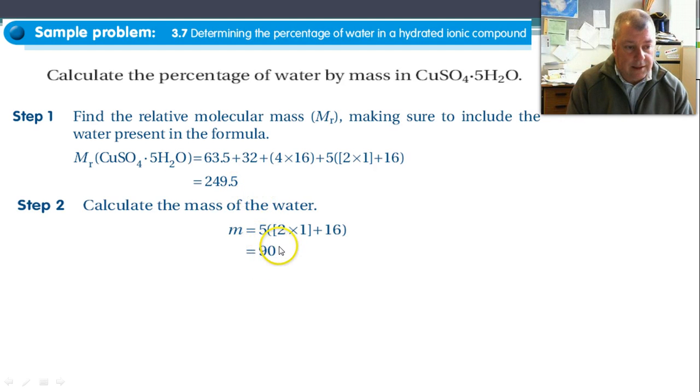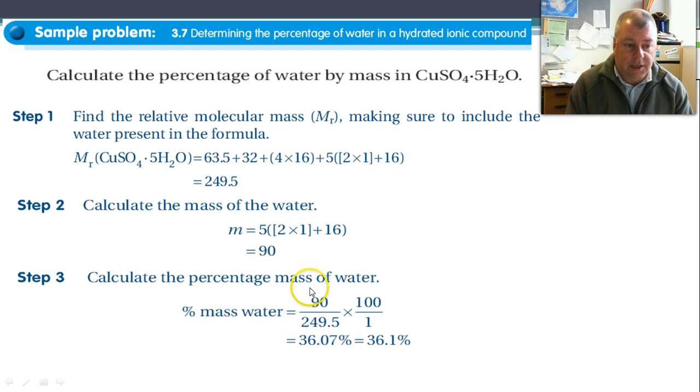Now that 90, we're after the percentage of water, so this is the amount in mass of water relative to that. That means to convert it into a percentage, we do 90 divided by 249.5. That gives us the fraction that the water represents of the total mass, and times it by 100, and we get the percentage, which they've rounded to 36.1. That's how you do it.